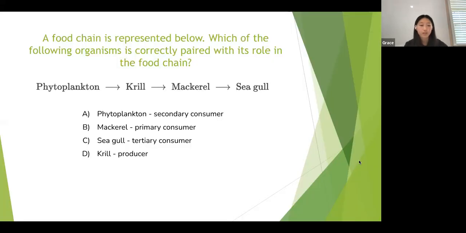Moving on. A food chain is represented below. Which of the following organisms is correctly paired with its role in the food chain? I'll give you all a few minutes to answer this question.